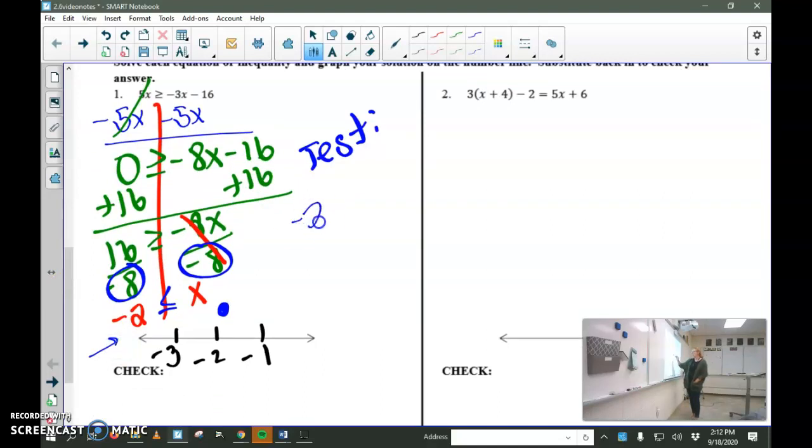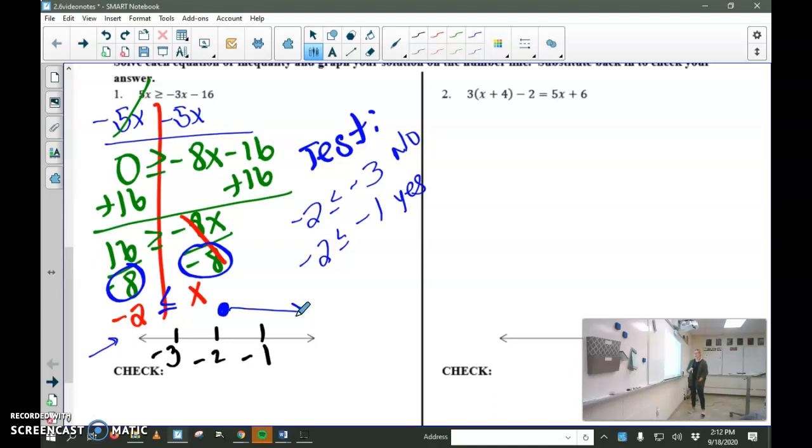Is -2 less than or equal to -3? No. So I would not want to draw my arrow to the left. Let's just check the -1. Is -2 less than or equal to -1? Yeah. So for that reason, I would draw my arrow to the right.